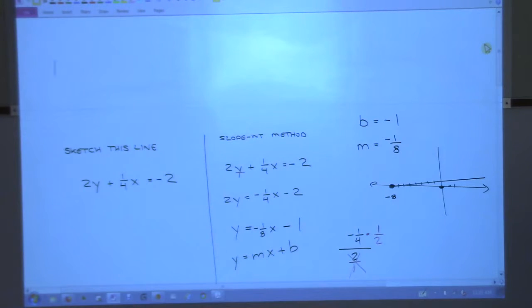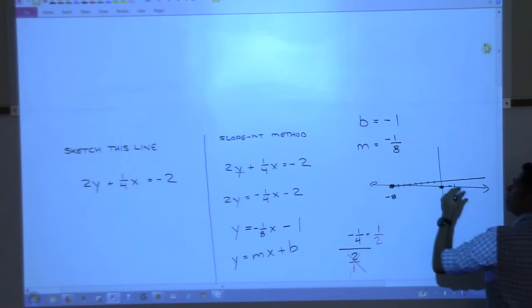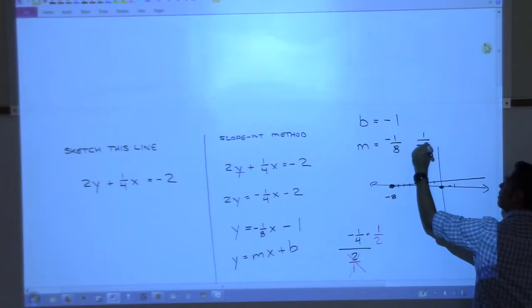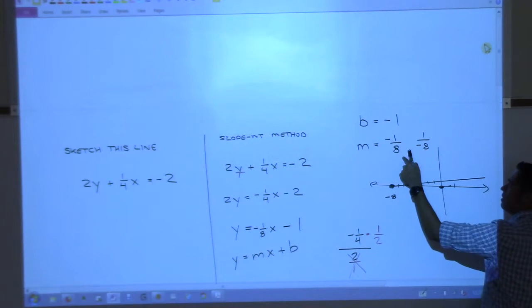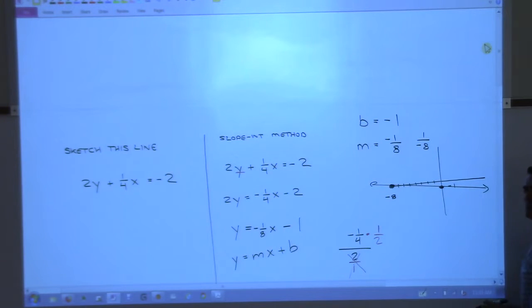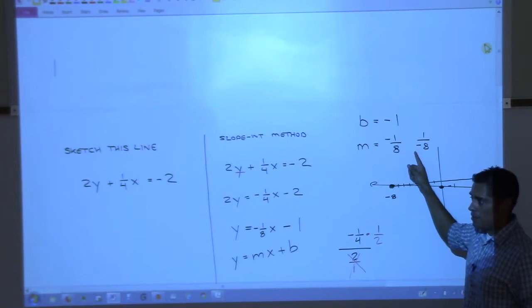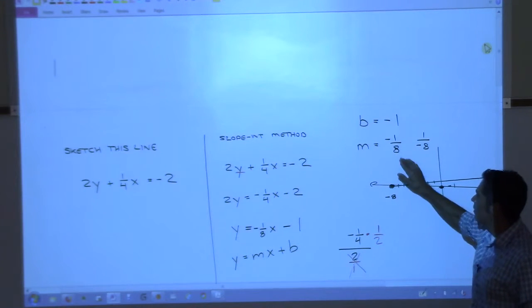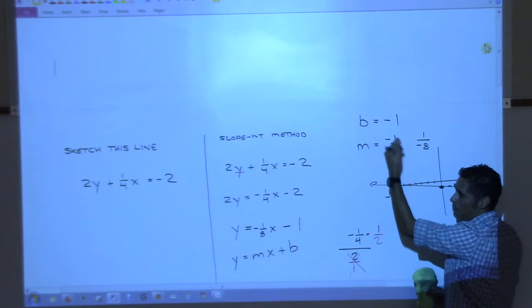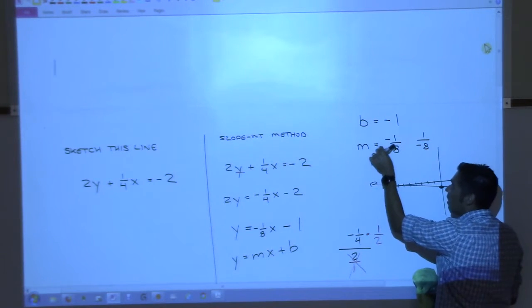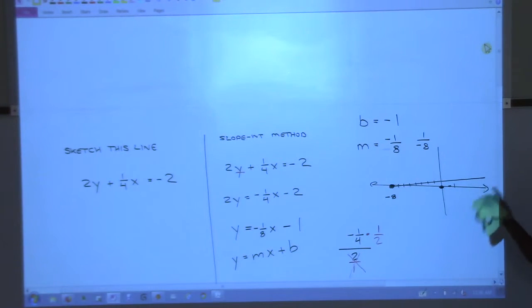Now, I have a question on that negative 1/8. Is it negative 1 over positive 8? Or is it 1 over negative 8? Which one of these is it? It doesn't matter, actually. It's one or the other. You get to choose, but you can't have the negative on both the top and the bottom. It's got to be on the top or the bottom, one or the other. So you can use either one, and you're going to get the same line. I'll show you that in a second.